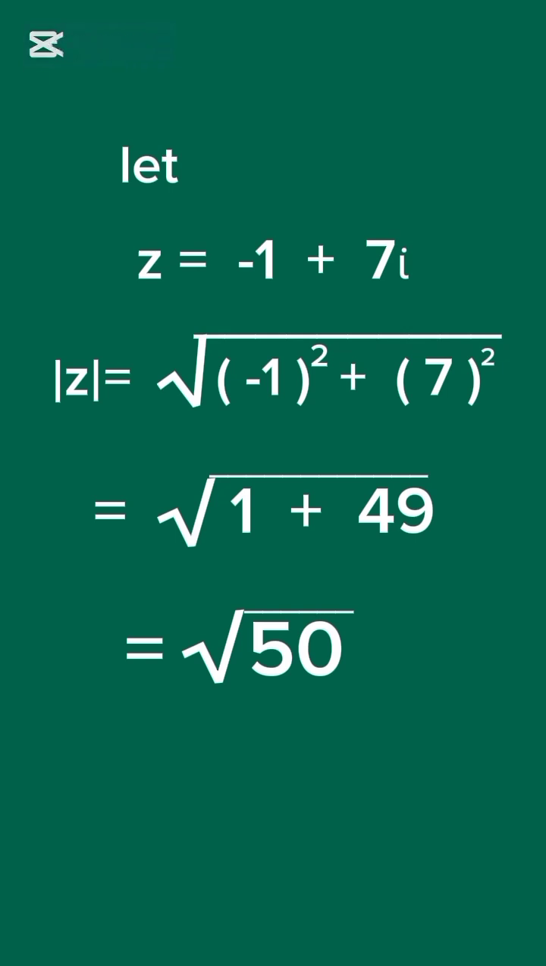Then find absolute value. Now to find absolute value, we use the formula. Modulus of z is equal to square root of real part square plus imaginary part square. So modulus of z is equal to square root of (-1) whole square plus 7 whole square. -1 square is equal to +1, and 7 square is equal to 49. So it becomes square root of 1 plus 49. Now 1 plus 49 equal 50. So final answer is square root of 50.